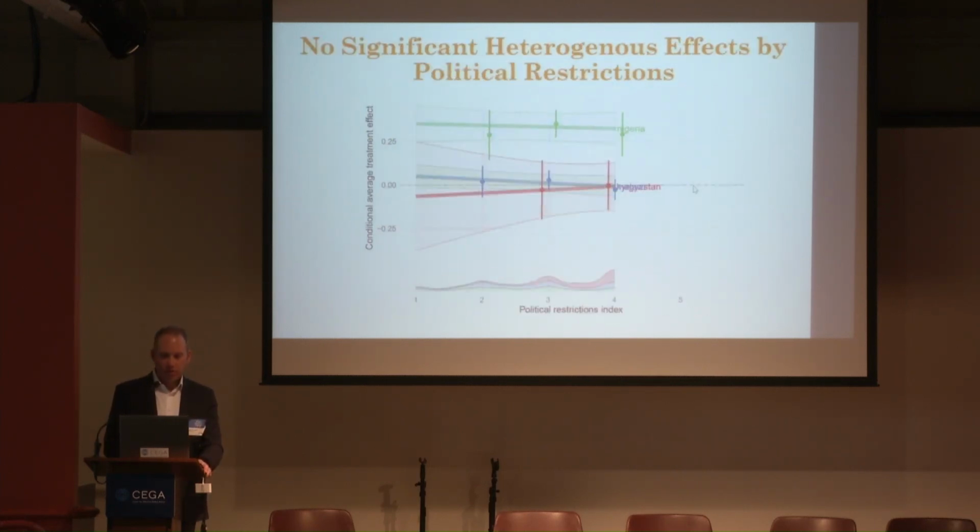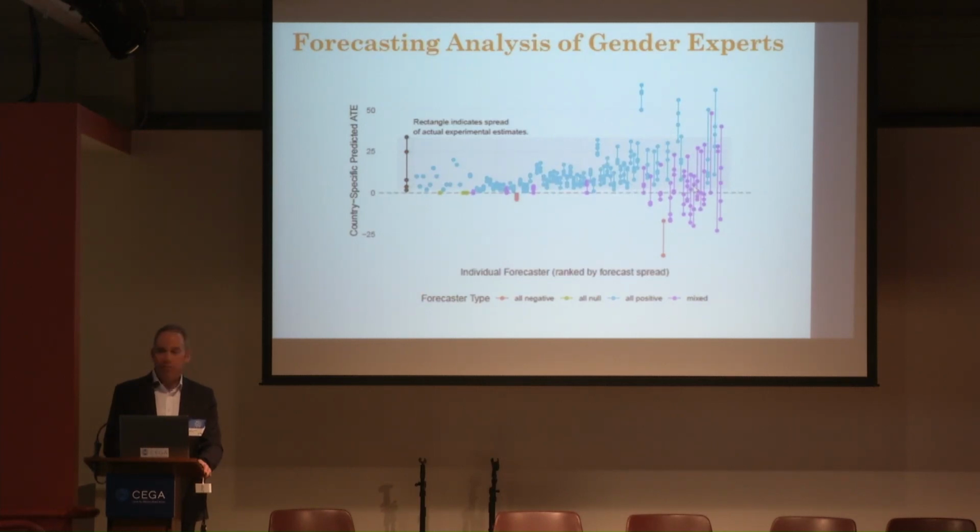I did want to show one final thing because it was already brought up, which was our forecasting. We went to gender experts and also non-gender experts, and we asked them to rank their possibilities for all of the different countries. If they said all were going to be negative effects, that's in red. Those who said null are coded in green. Those who said all positive are coded in blue, and those who had mixed results, where some countries would be negative and others positive, are purple.